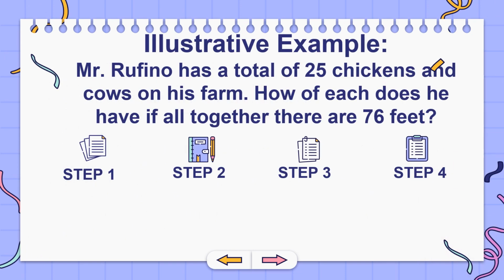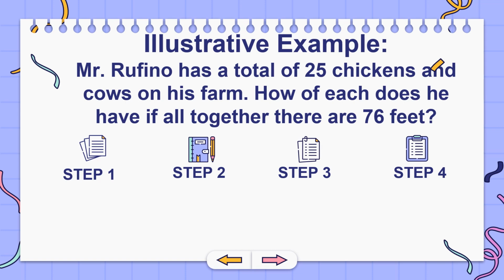So there is a problem about Mr. Rufino. Mr. Rufino has a total of 25 chickens and cows on his farm. How many of each does he have if altogether there are 76 feet? Again, Mr. Rufino has a total of 25 chickens and cows on his farm. How many of each does he have if altogether there are 76 feet?